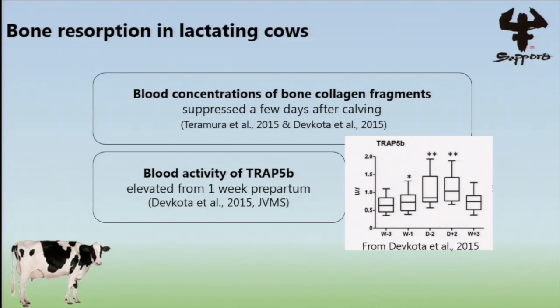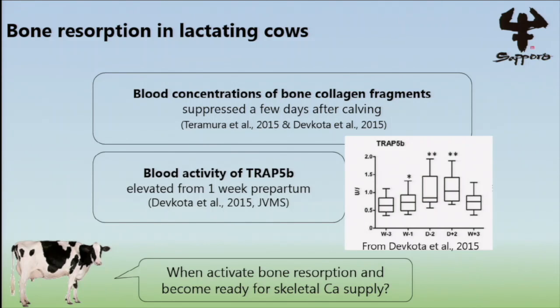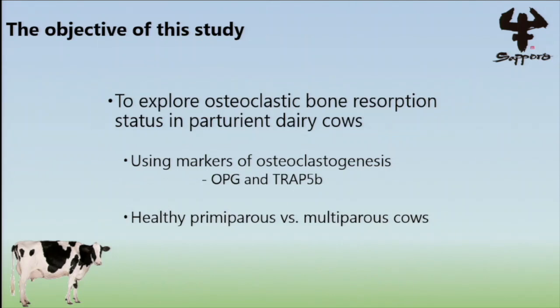From the current theory, we don't know when the cow actually activates their bone resorption and becomes ready to supply their calcium into blood. So the objective of this study was to explore osteoclastic bone resorption status in parturient dairy cows using the markers of osteoclastogenesis, OPG, and TRAP5B. We also compared these blood concentrations between healthy primiparous and multiparous cows.